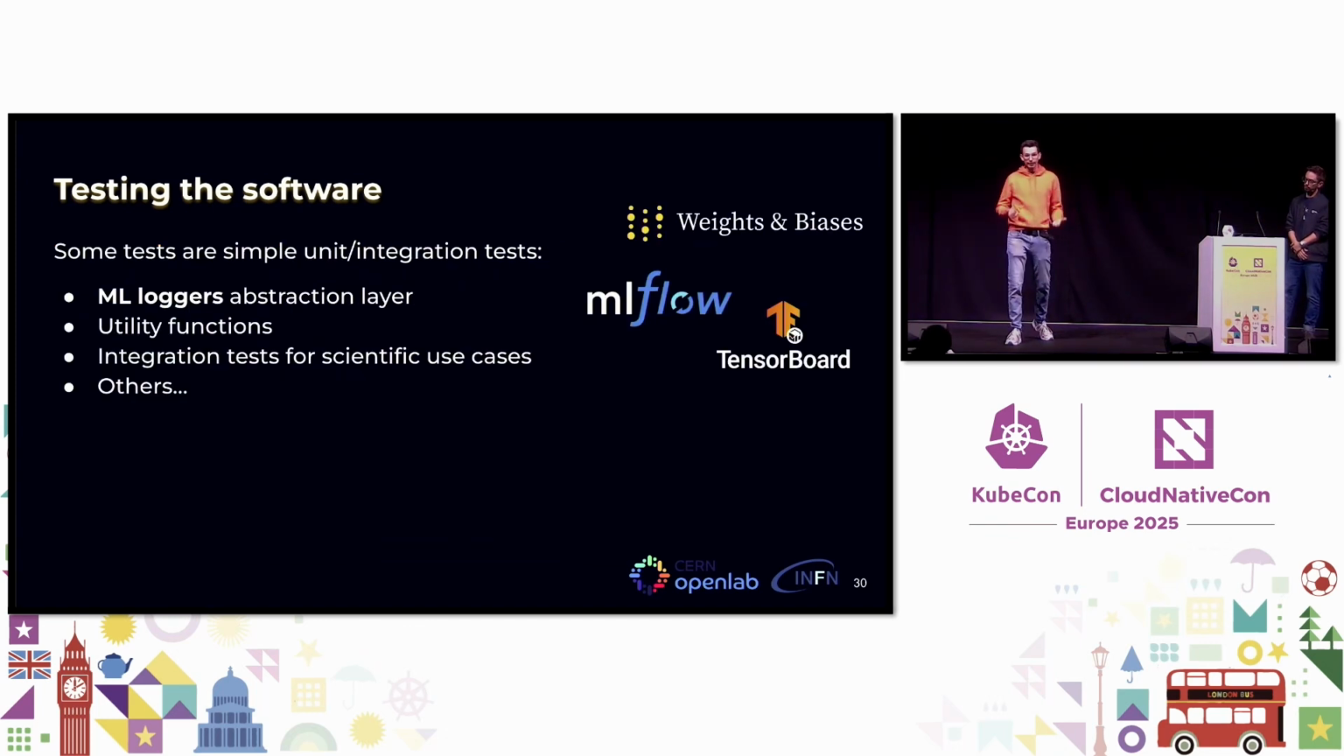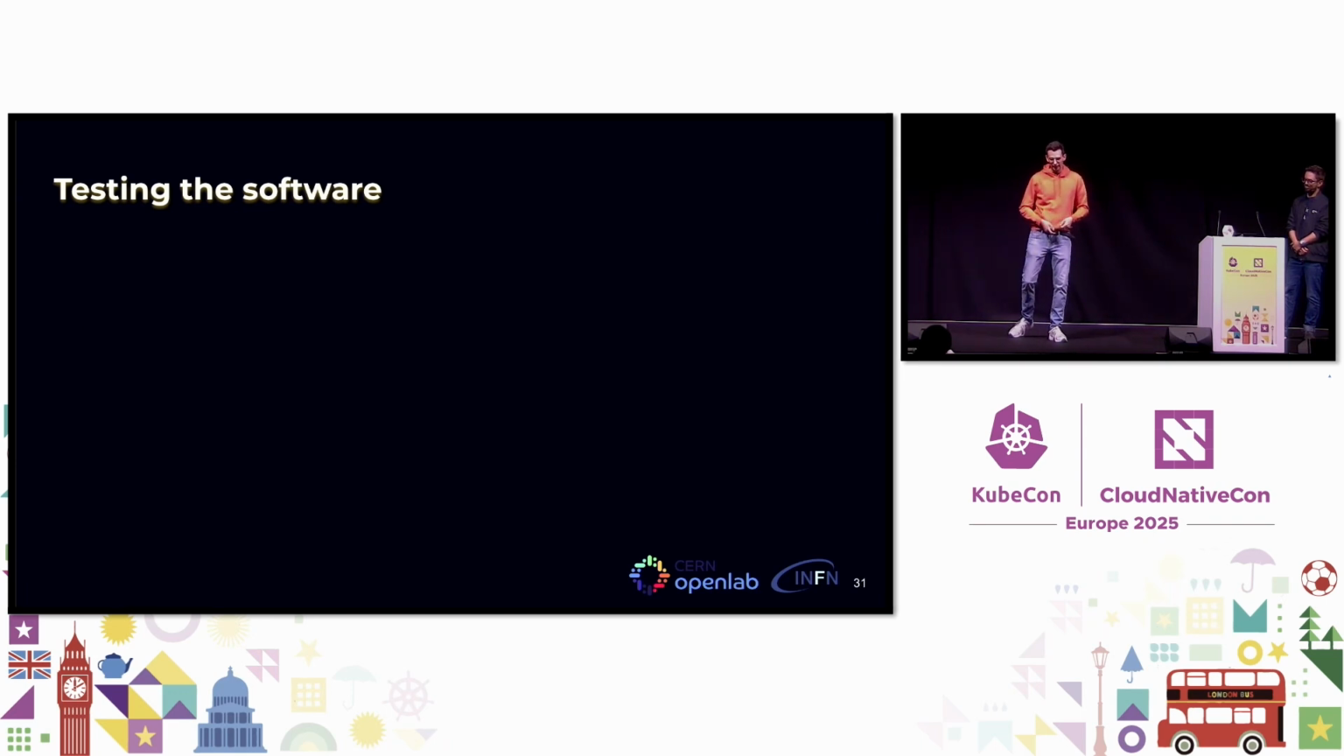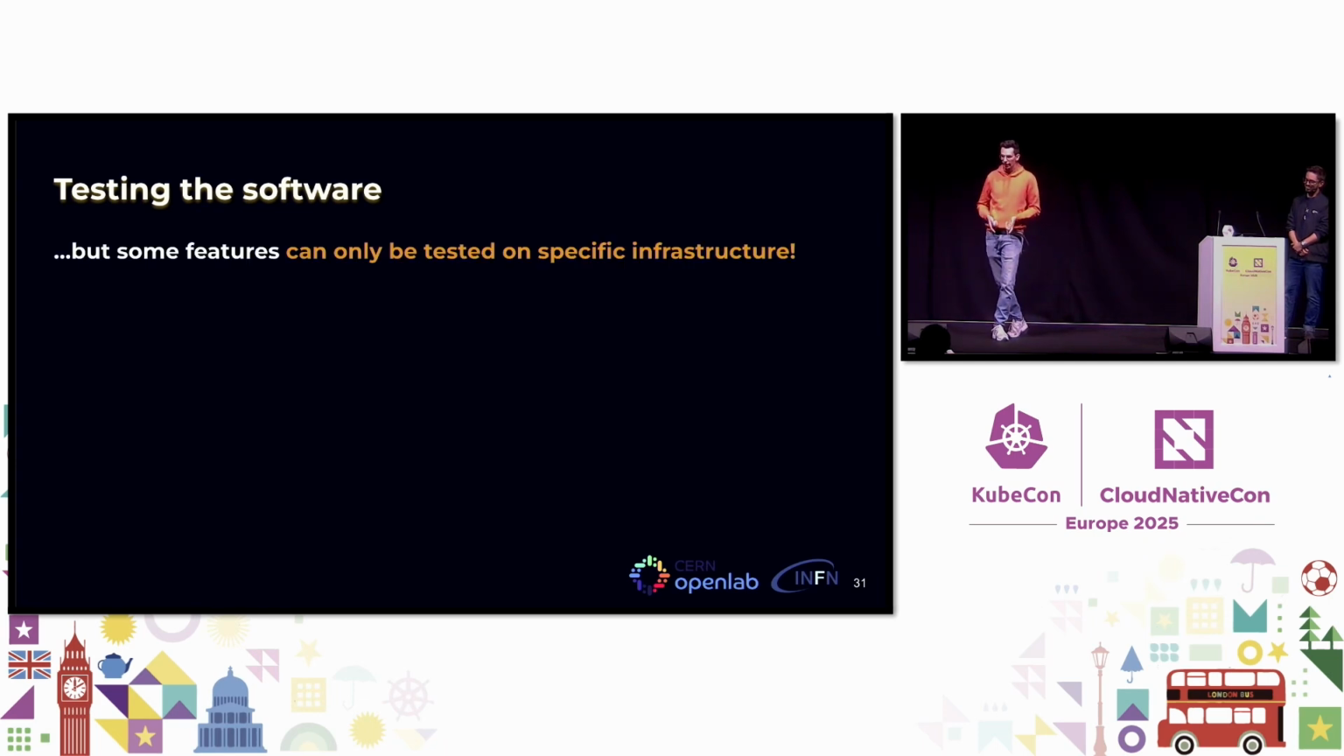Of course, we can write some tests, and we do that. We have some unit and integration tests that we use, for instance, to test the abstraction layer that we developed for the loggers, or for some utility functions, or some general purpose unit and integration testing for any kind of feature. These are traditional unit and integration tests and can be run anywhere. And these are not the topic of this talk. You already know them. The problem is that some features of iTwin AI are inherently distributed. So how can we test these features without having access to GPUs, to multiple nodes?